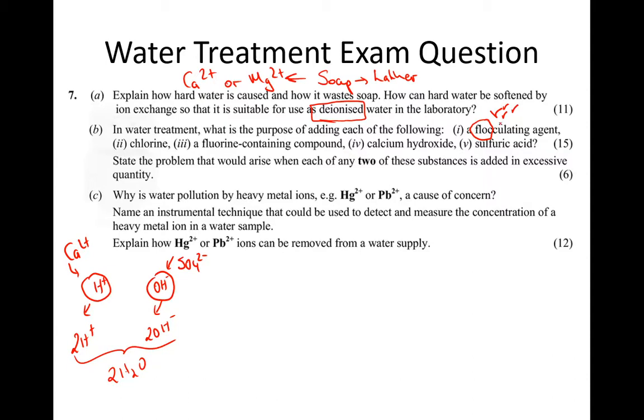And lastly, why might we add sulfuric acid? Well, for the other reason, in case the water is too basic and we have to bring the pH down. State the problem that would arise when each of any two of these substances is added in excessive quantities. Now, the two that are really easy to do here, chlorine. Chlorine is toxic to the human body. So therefore, if we have too much chlorine in a system, we're going to suffer.